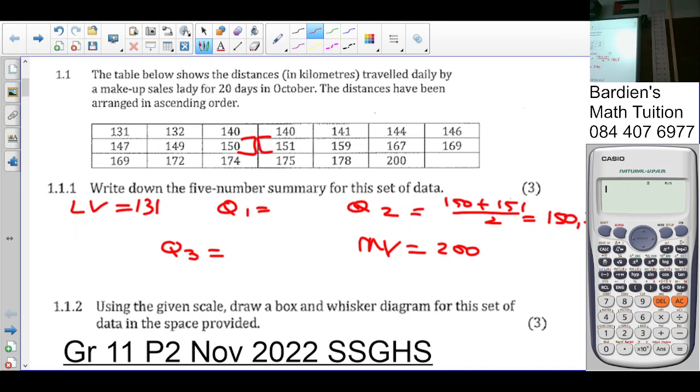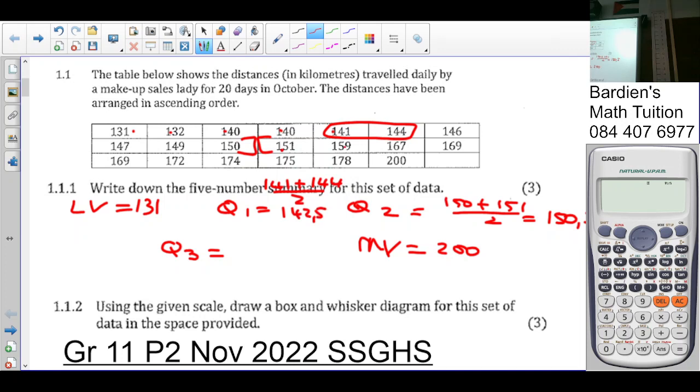the one forms part of the bottom set of data, whilst the other forms part of the top set of data. Okay. 10 divided by 2 is 5, so it's the 5th and 6th number. So I count 1, 2, 3, 4, 5, 6, 5 and 6. So it's going to be 141 plus 144 divided by 2 gives you an answer of 142.5.